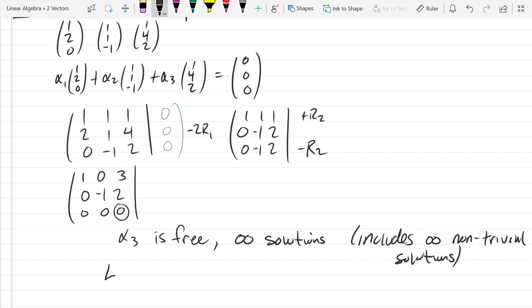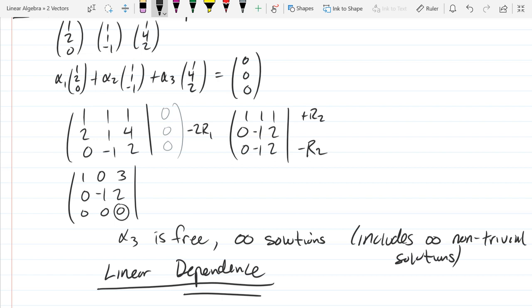So we have linear dependence. So basically, free variable means dependence. No free variables will mean independent. If they're all free, then that'd be very dependent.